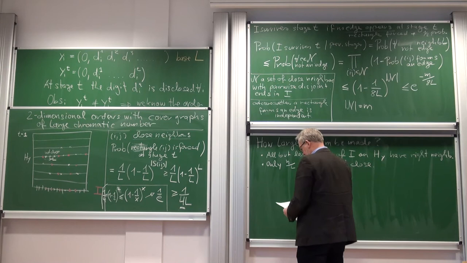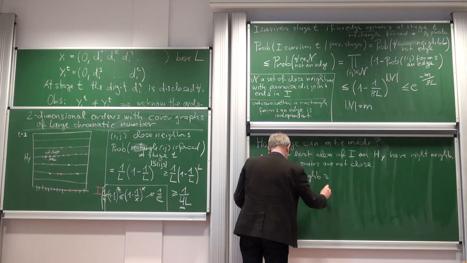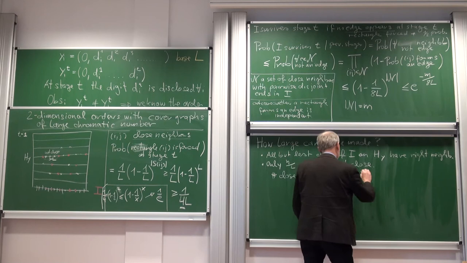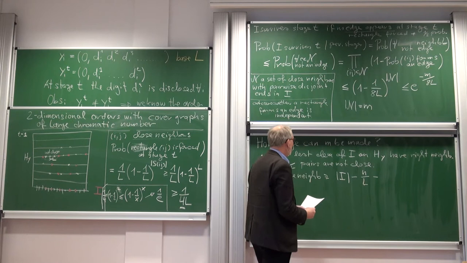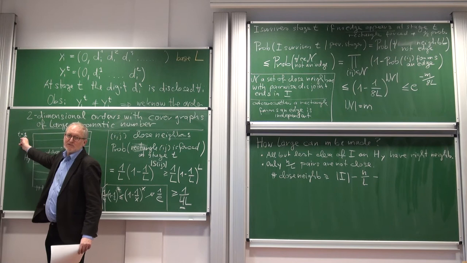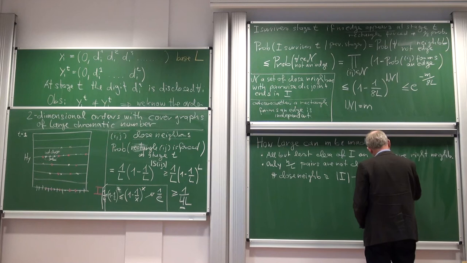So the number of close neighbors is at least as big as, well, we take the size of I, we subtract the pairs which are not close, this is minus N over L, and then we subtract 1 for each of the lines. How many do we have? Well, we have disclosed t minus 1 digits. So the number of lines we see here is L to the t minus 1.